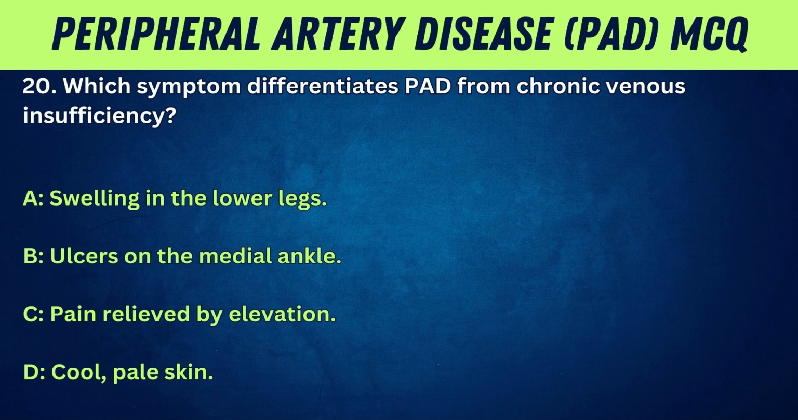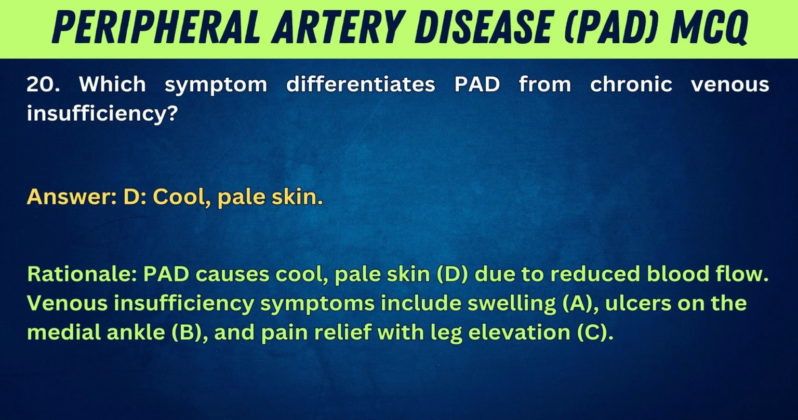20. Which symptom differentiates PAD from chronic venous insufficiency? A. Swelling in the lower legs. B. Ulcers on the medial ankle. C. Pain relieved by elevation. D. Cool, pale skin. Answer: D. Cool, pale skin. Rationale: PAD causes cool, pale skin, D, due to reduced blood flow. Venous insufficiency symptoms include swelling, A, ulcers on the medial ankle, B, and pain relief with leg elevation, C.